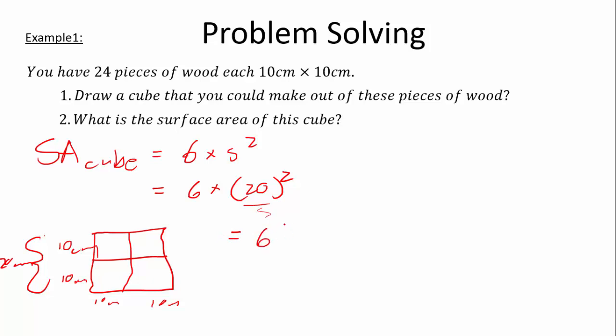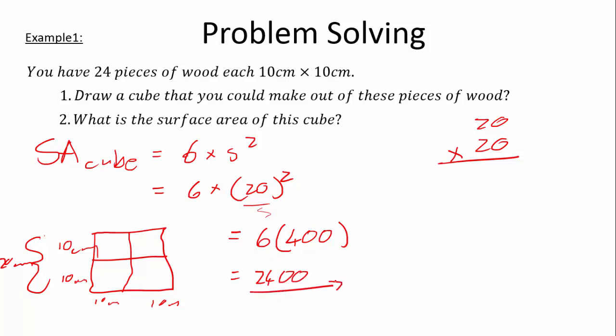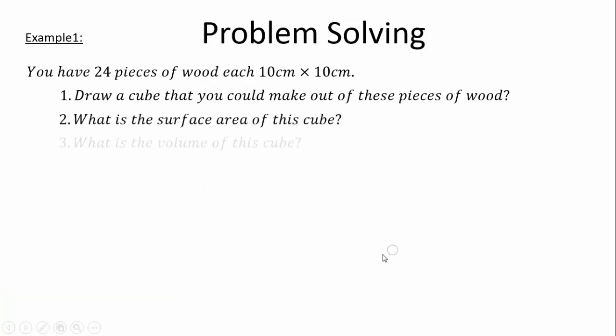So that is 6 multiplied by 400. If you're not good at this, make sure you go 20 multiplied by 20. You'll get your 400. And what is 6 multiplied by 400? 6 multiplied by 4 is 24, plus 2 zeros at the end, 2,400. Is that our answer? No. Is centimeters cubed, squared, or just centimeters? It is squared. Surface area is always squared. So our surface area is 2,400 centimeters squared.